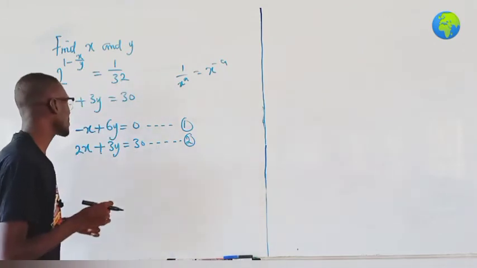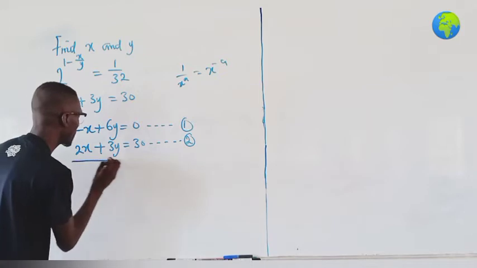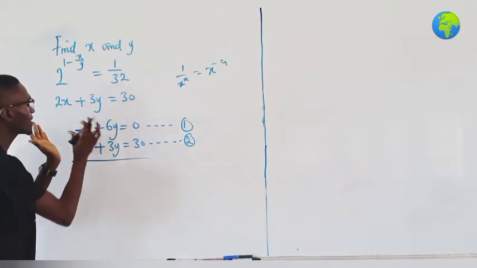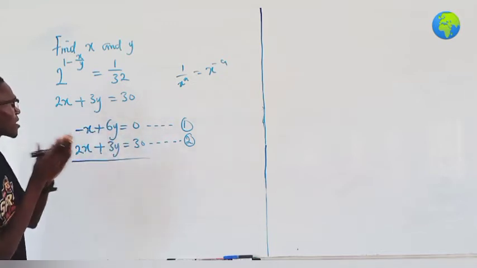So for this very one, I'll be using the method of elimination. So look at how it works. For the method of elimination, I'm trying to eliminate one of the variables because I'm having two different variables, right? X and Y. I want to eliminate one of them.